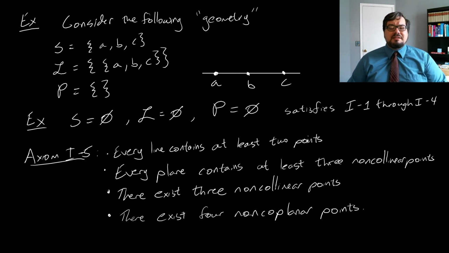Now, for these last 2 parts of it, we could also write there exist at least 3 non-collinear points, and there exist at least 4 non-coplanar points, because of course we can allow for more than those. But axiom I5 just says that we can always find 3 non-collinear points, and we can always find 4 non-coplanar points. So, given this, we've got a couple of non-geometries now because they don't satisfy I5. So let's see, well, what actually is a geometry? Well, let's consider two separate geometries, and they're kind of going to be on the extremes of the scale in terms of simplicity and complexity.